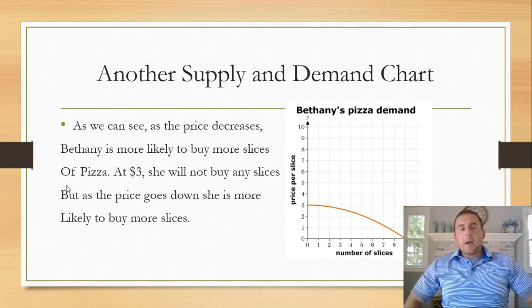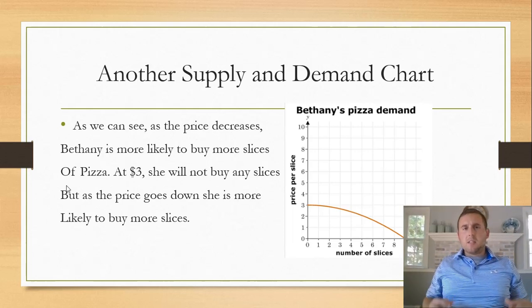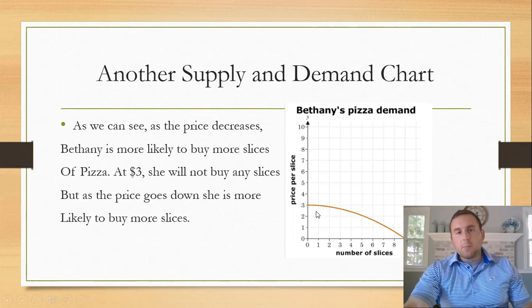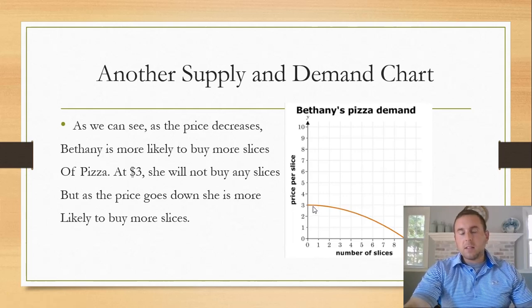Here's another chart. This is a supply and demand chart, and we can see on this chart, again, as the prices decrease, so here's the price, at $3, Bethany says, I'm not buying any slices. But as the prices drop, so maybe it goes down to $2.75, she's like, I'll buy one. When it goes down to maybe $2.50, she says, I'll buy two. And as the prices drop, she's more likely to buy the pizza.